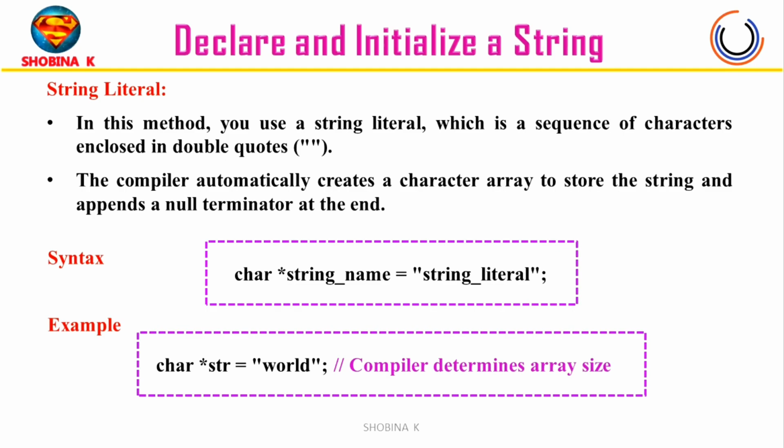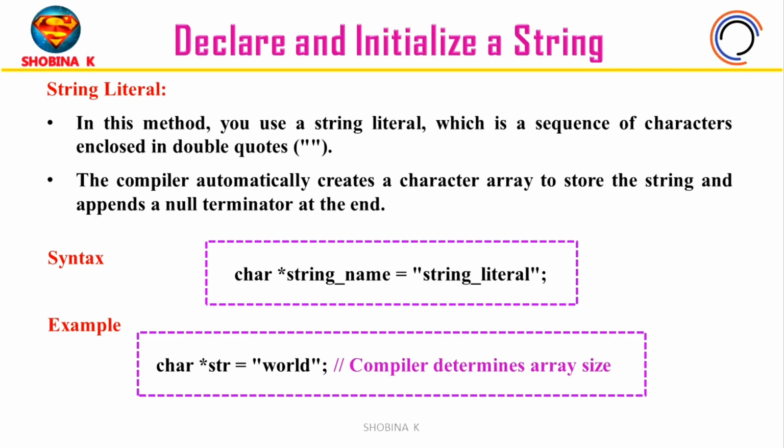Look at the syntax. char asterisk string name equals string literal. Char asterisk specifies the character pointer, string name is the name of the string pointer variable, and string literal is a sequence of characters enclosed in double quotes representing the string.